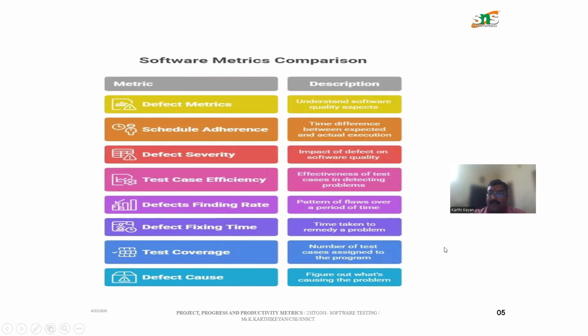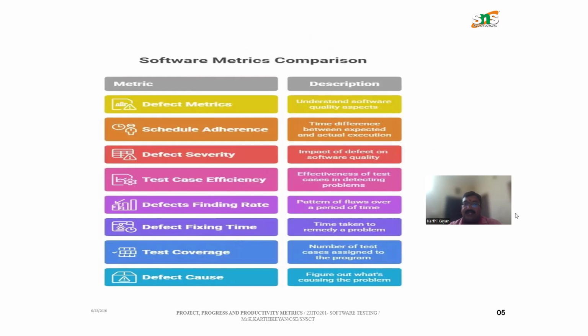So this is the software metrics comparison, for example defect metrics, schedule adherence, defect severity, test case efficiency, defect finding rate, defect fixing time, test case coverage, and defect causes. These are a basic comparison of software metrics.